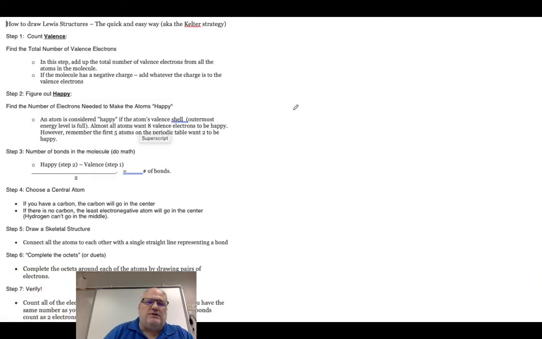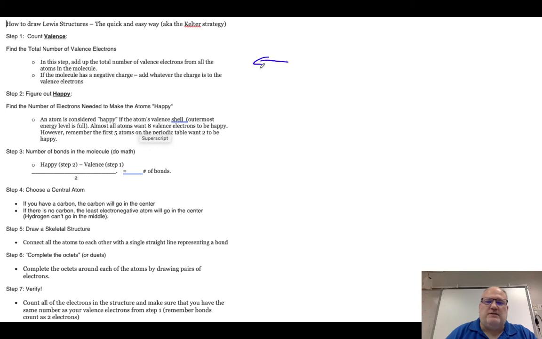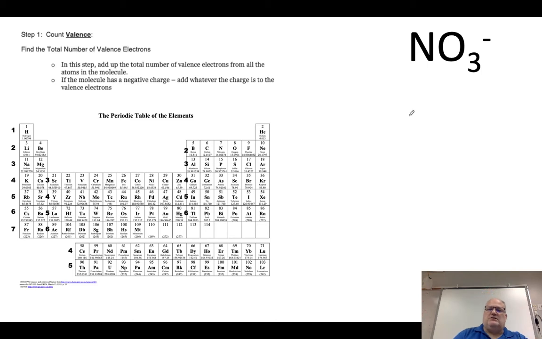The other thing you might want to do is pull out these notes right here. These are in your folder under Unit 6, and as we're going through this, you might want to follow along. So let's just jump right in, and the best way to do this is to start with an example.